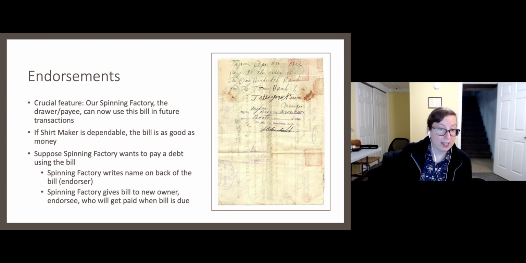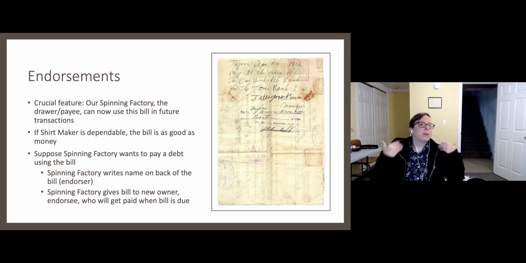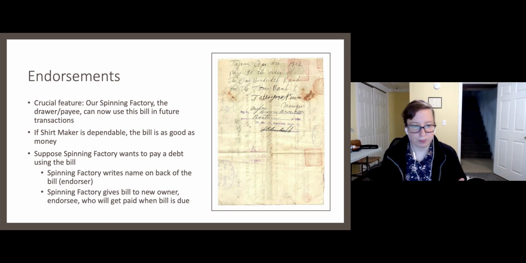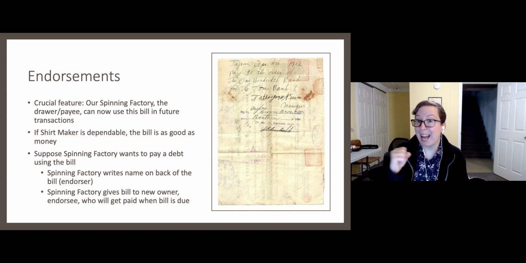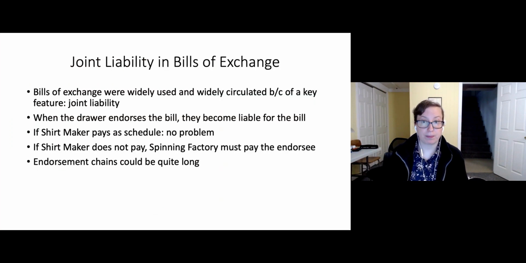If the shirt maker is dependable, if the shirt maker is going to pay up once they sell their shirts, then this bill can circulate as good as money. So let's outline how this is going to work. Suppose the spinning factory wants to pay someone else using this bill. The spinning factory will flip it over and write their name on the back of the bill, and they become therefore an endorser. The spinning factory is now going to give this bill to its new owner. And then when date X, the due date, comes up, that new owner will end up being paid.